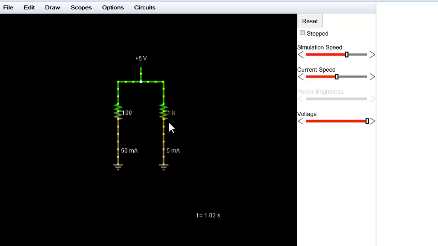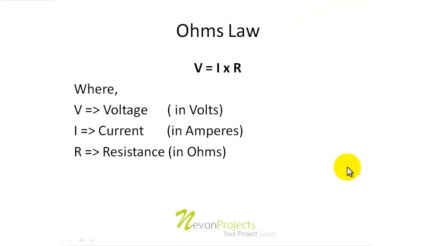So depending upon the resistor value, the current will flow according to the Ohm's law equation. What we note over here is that the higher the value of the resistor, the lesser the amount of current flows through it. So this was the simulation of Ohm's law circuit, in which we saw the relationship between voltage, current and resistance.